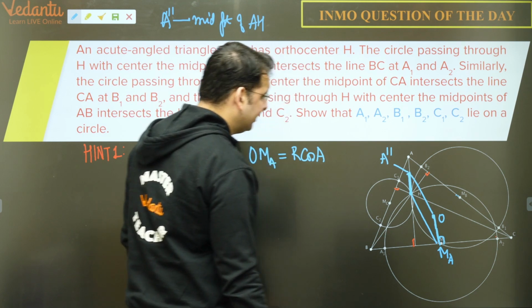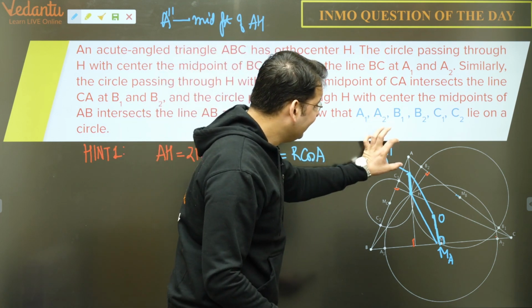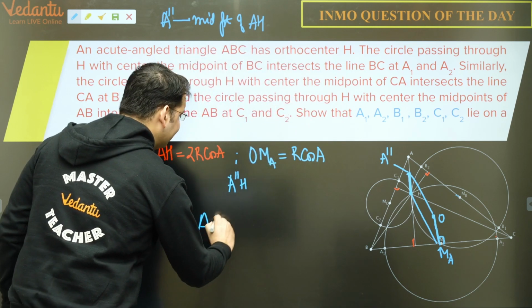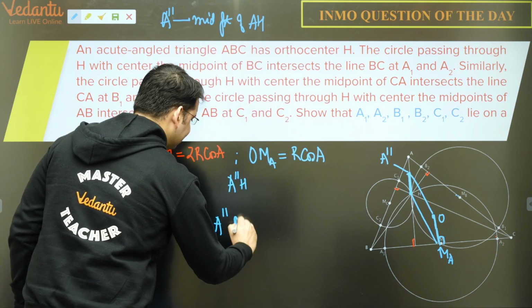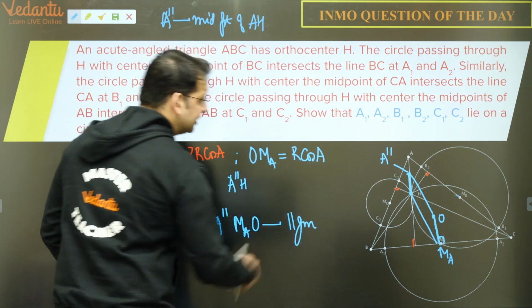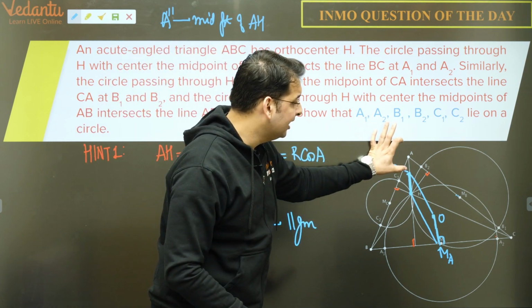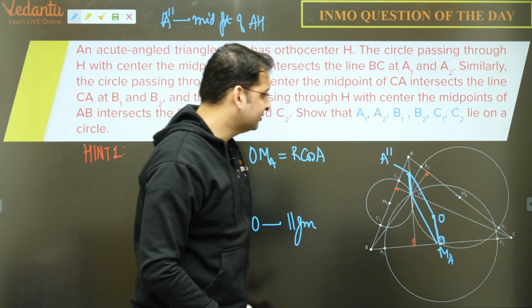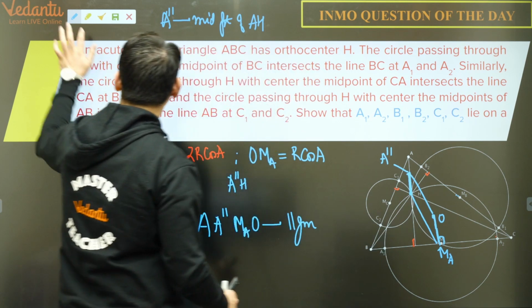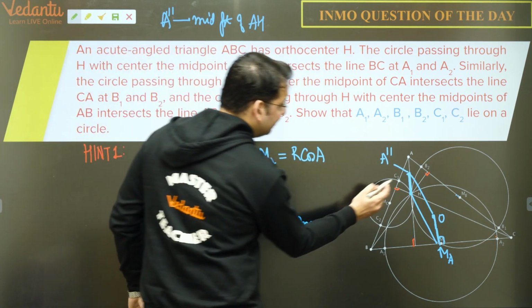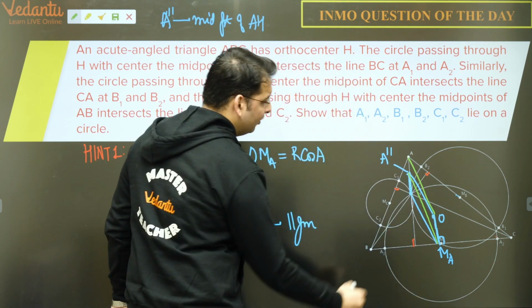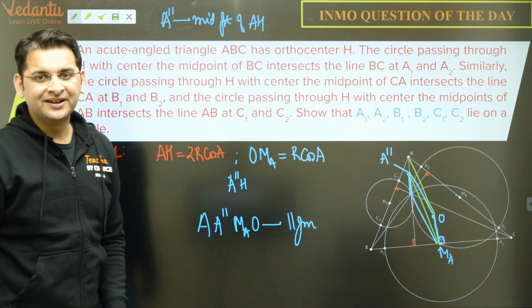Now, what else? Also, A double dash MA and O will also be a parallelogram, because A double dash is R cos A and OMA is also R cos A. So A double dash MA and O will also be a parallelogram, right?